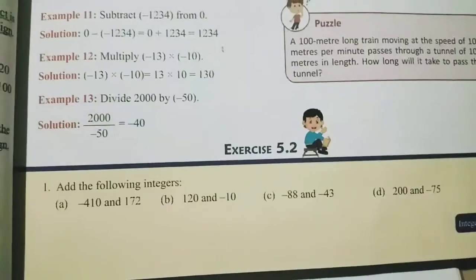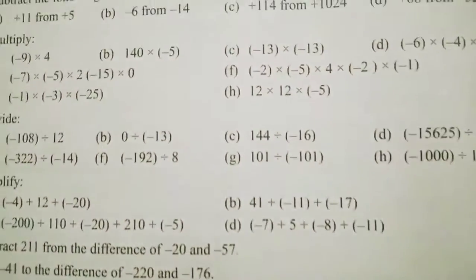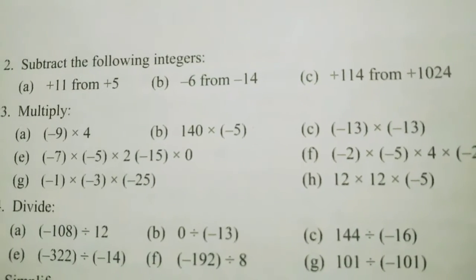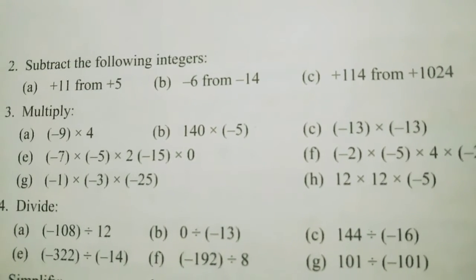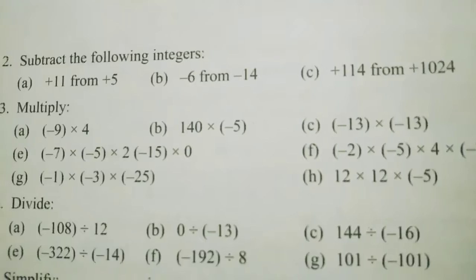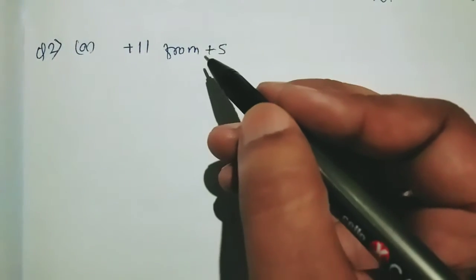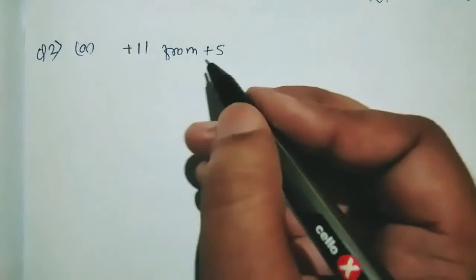Now next, question number 2, what is given here on the next page? Question number 2 is subtraction. That means you have to subtract the following integers. So 2 number A, plus 11 from plus 5, you have to subtract. Now here plus 11 from plus 5 you have to subtract. So what will you write?